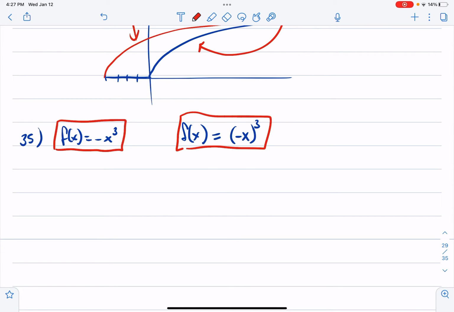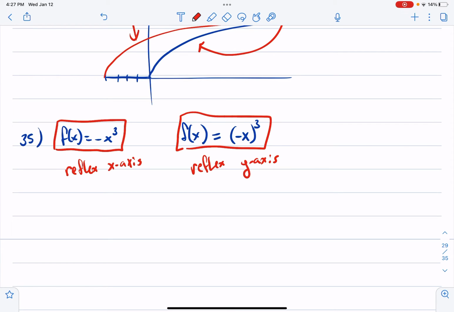When we're given the negative out in front, think about what that does. It makes all the y values the opposite, so it reflects about the x-axis. Whereas when we change the sign of the x, that flips everything. It makes every positive x value negative and every negative x value positive. So that reflects it about the y-axis.